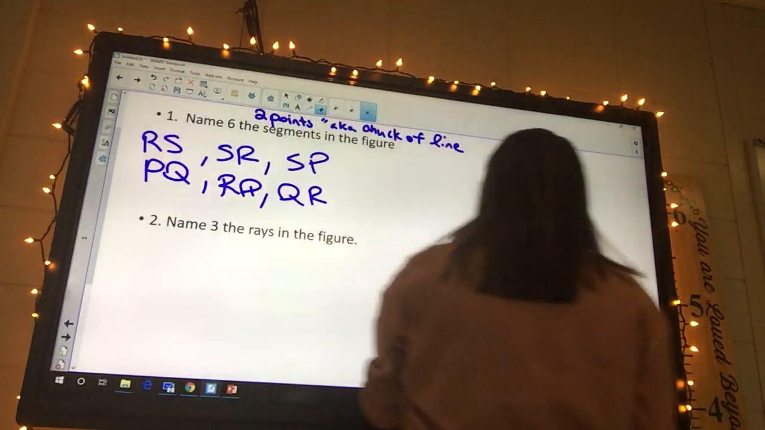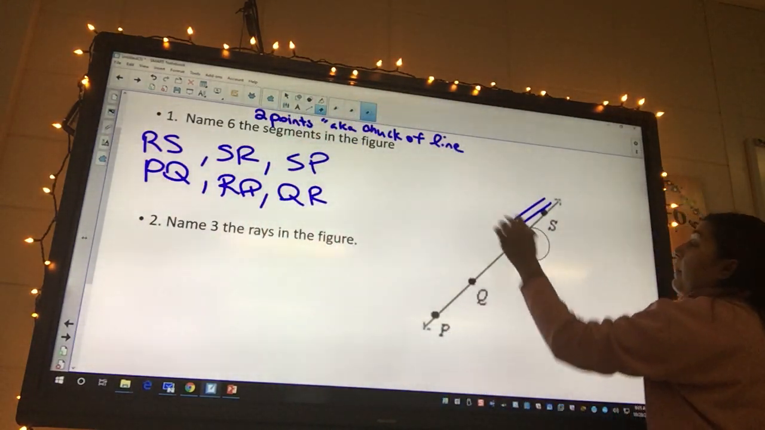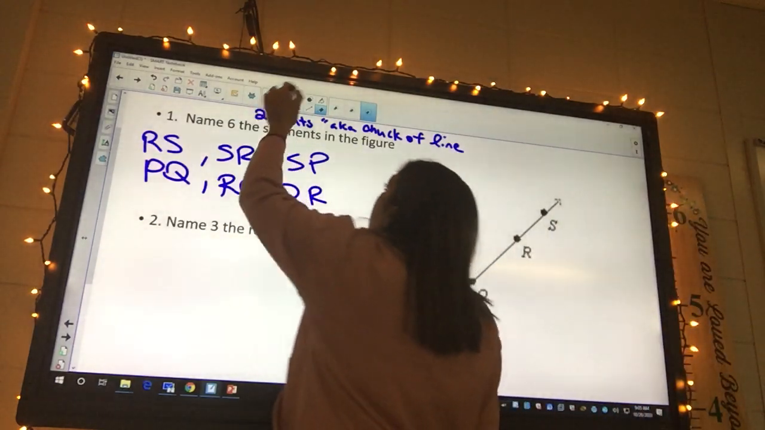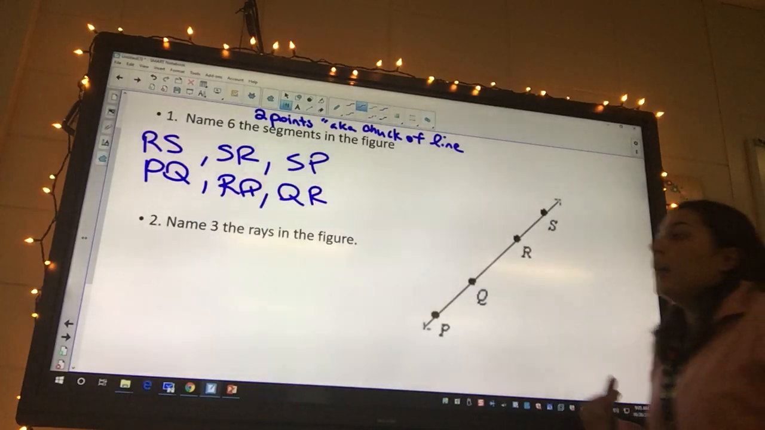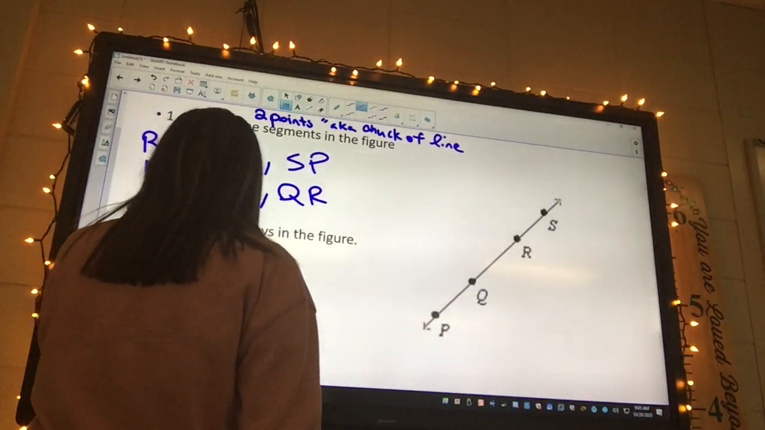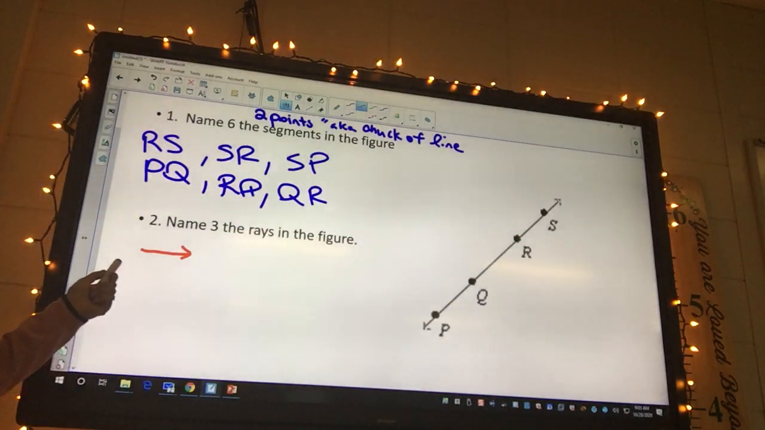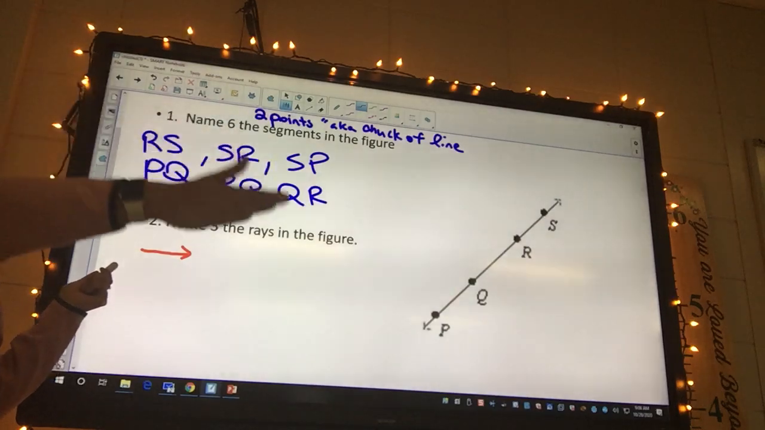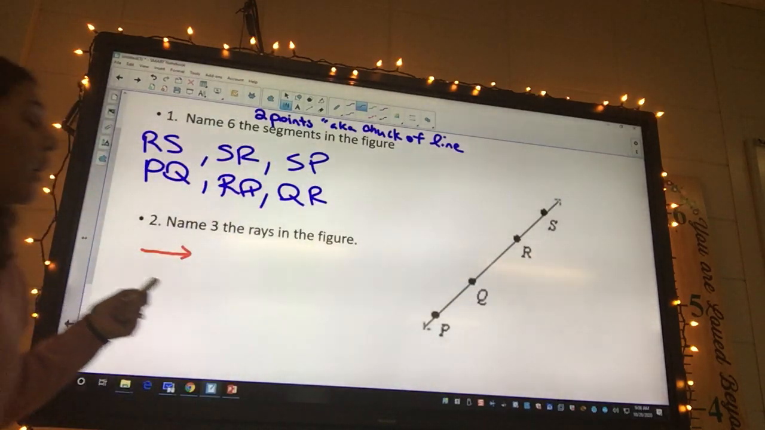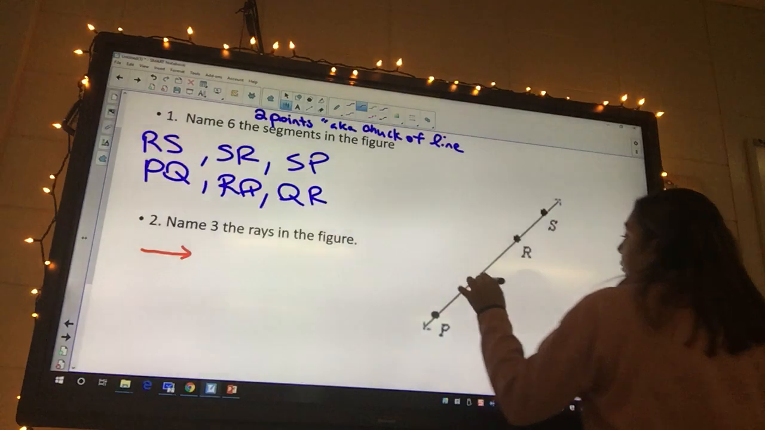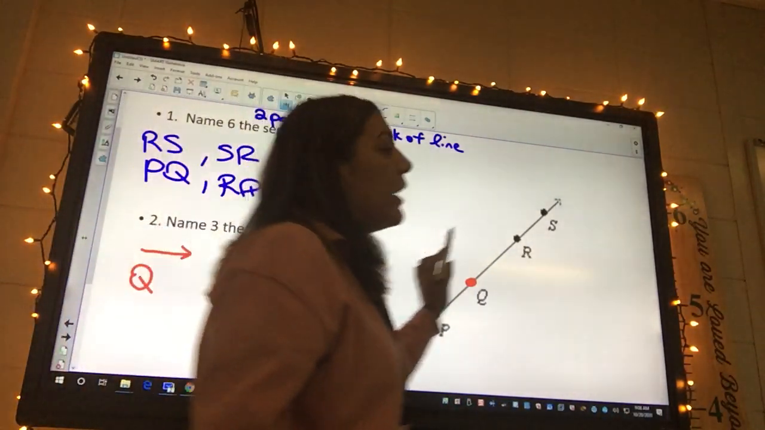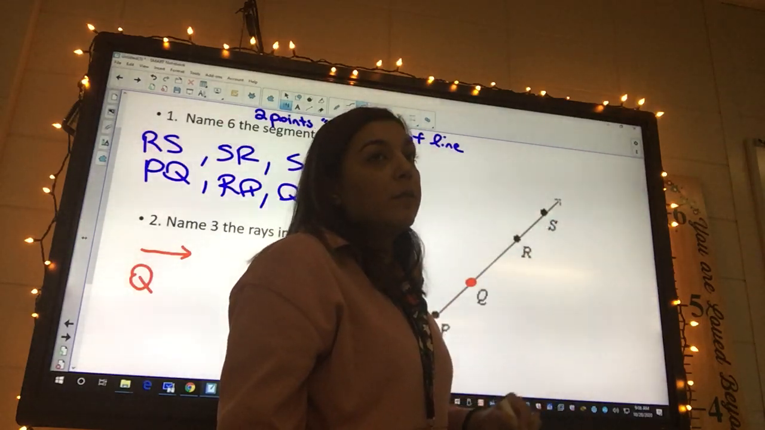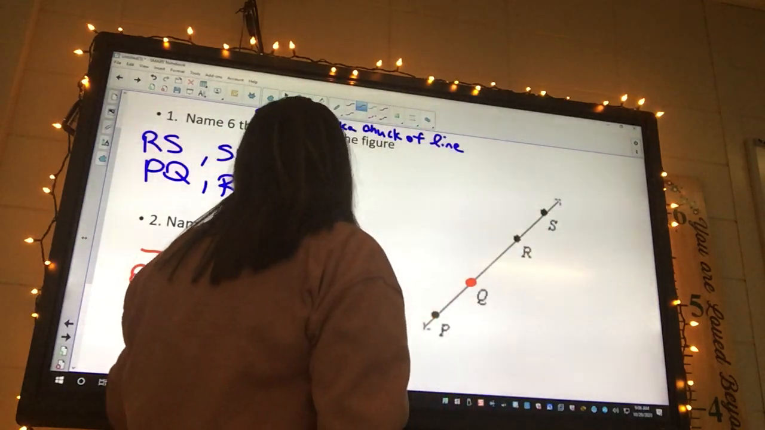Now, the rays matter, okay? And hopefully you guys kind of remember. So a ray, when we label them, should look like this above it. What that says is we take a point, and then the very last point that it goes through in that direction. So if we pick the point Q, that means our Q's got to go here at the starting. And what's the very last point it's going to go through? S. Okay, and we need another one.